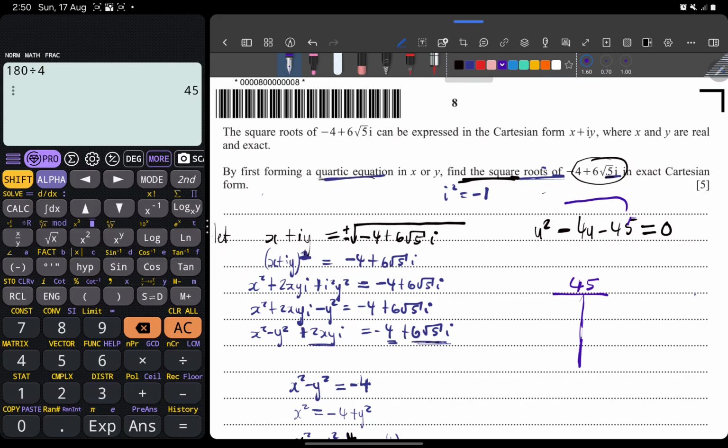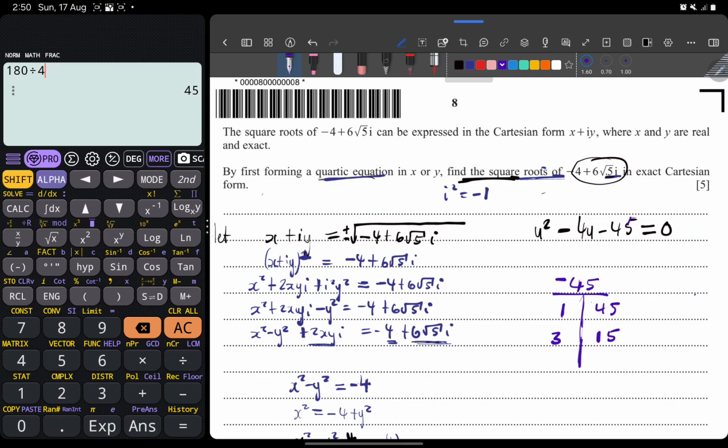So I'm going to take the first number and the last number. I see that the first number is a 1, the last number is a negative 45. So I'm going to find the factors of 1 times negative 45, which is negative 45. First, I find the factors of 45 itself, which is 1 and 45. 2, no. 3, yes, 3 and 15.